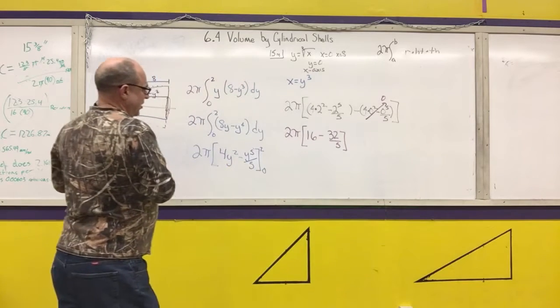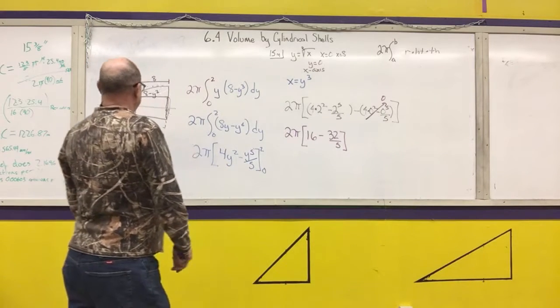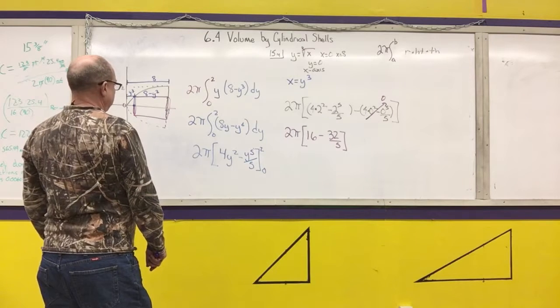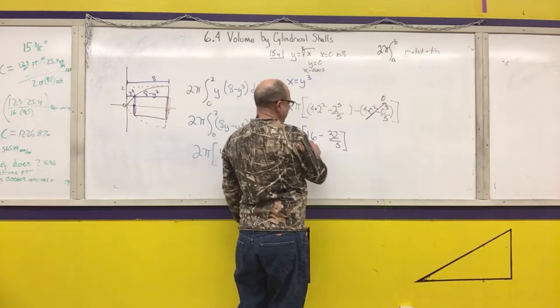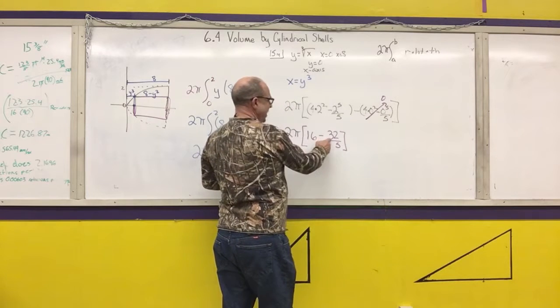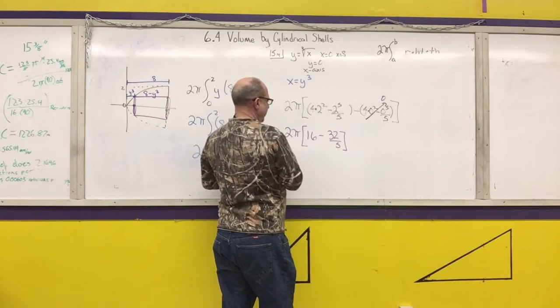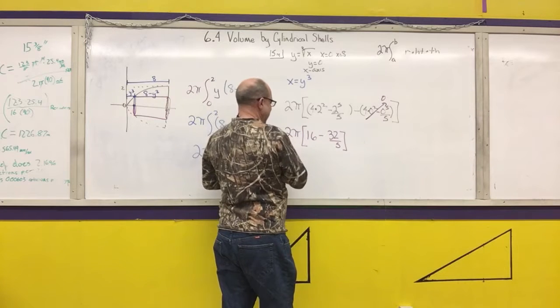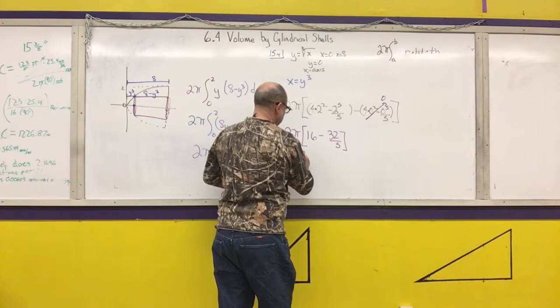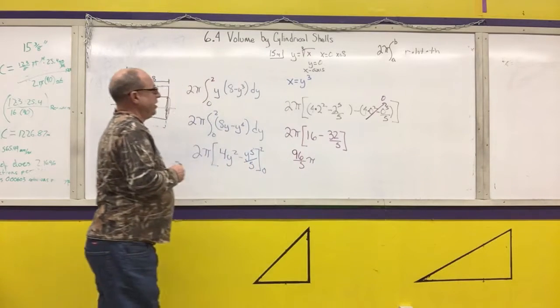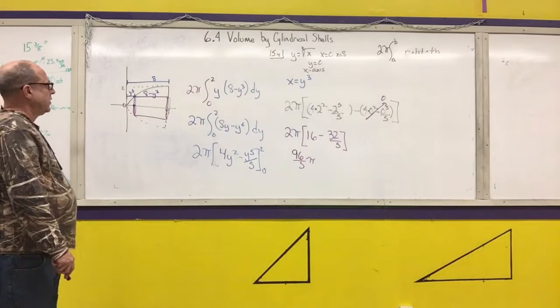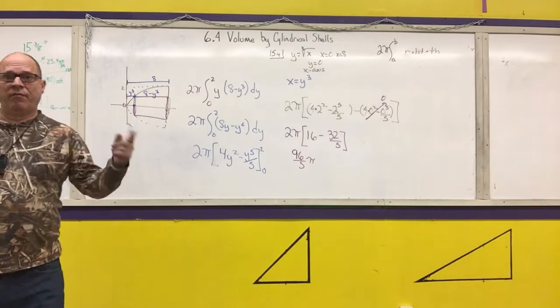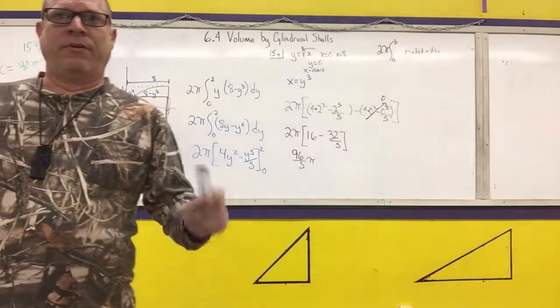Lowest common denominator is fifths. So that would be 80 fifths, and 80 minus 32 would be 48 fifths. 48 times 2 is 96/5 pi. And that would be the answer to this one. So just take your time, figure out what you're going to revolve it around, and that will help you find your answer.